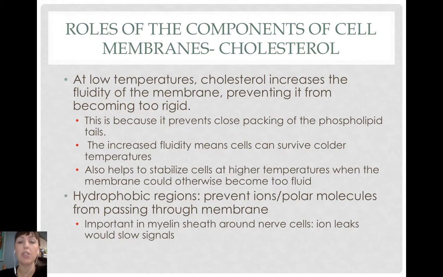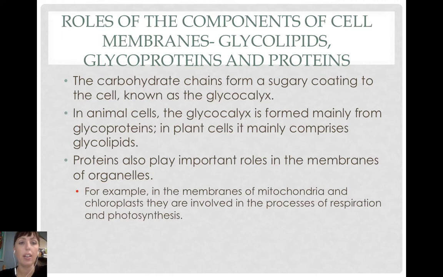The carbohydrate chains form a sugary coating on the cell, and this is called the glycocalyx. In animal cells, the glycocalyx is formed mainly from glycoproteins, but in plant cells, it's really glycolipids. Proteins also play important roles in the membranes of organelles, like in mitochondria and chloroplasts, where they are involved in respiration and photosynthesis.